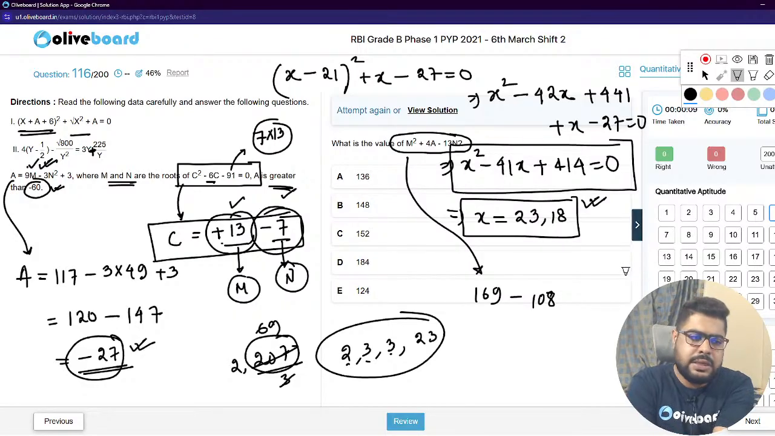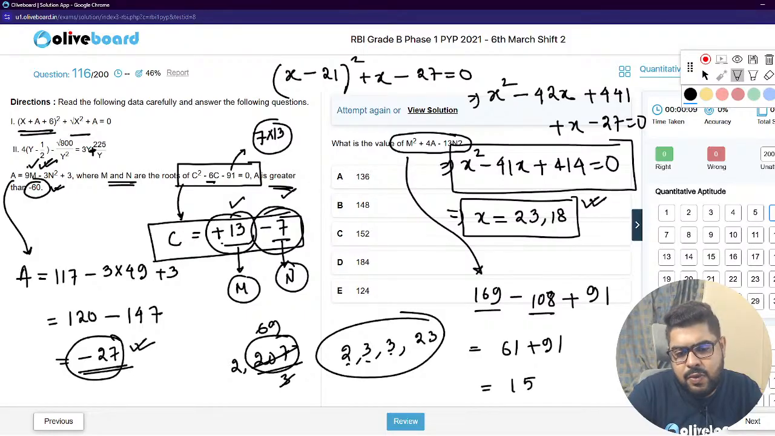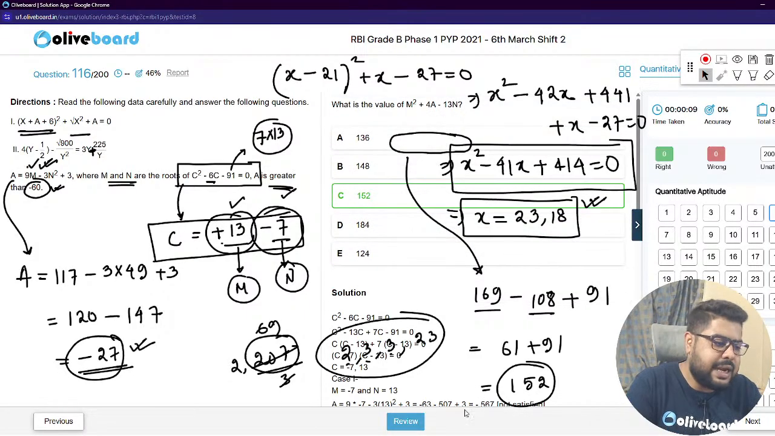Correct? Yes, sir. Then minus 13 times n, meaning it will become plus 13 times, so this is the 91, sir. Sir, this is the gone, sir. This is 11, so 61 plus 91. Sir, if you add them, 152 will come. That is option C.